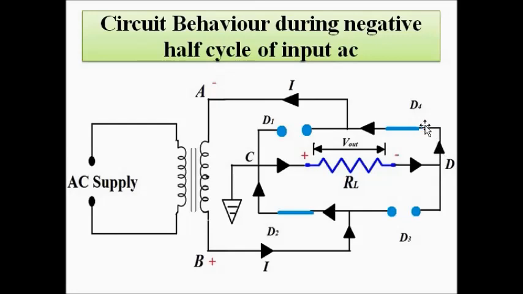So, it follows this path from D through the short circuited diode D4 and reaches A, positive to negative. So, this is the circuit behavior during the negative half cycle.